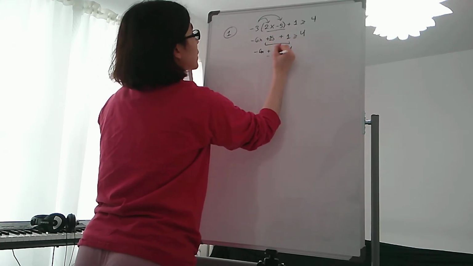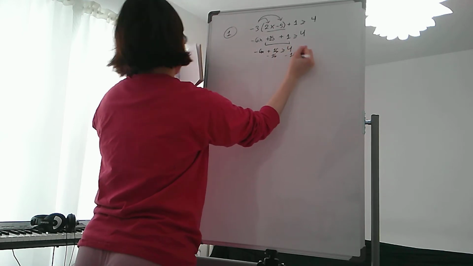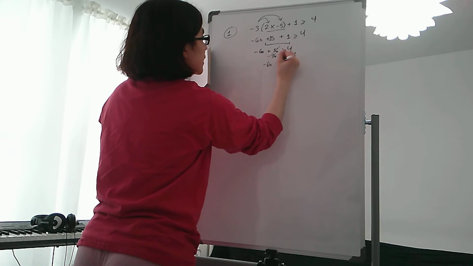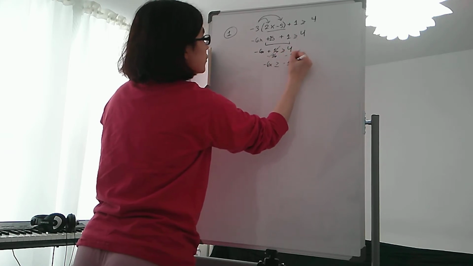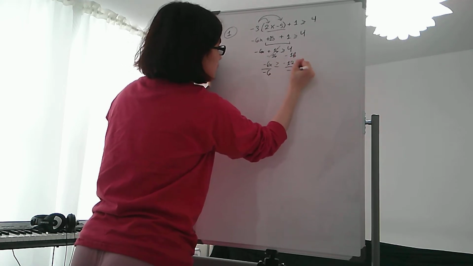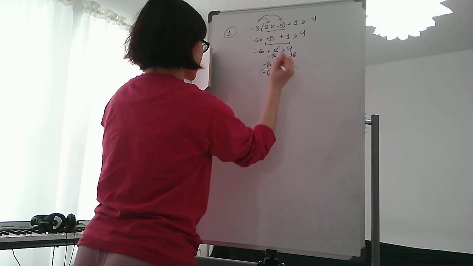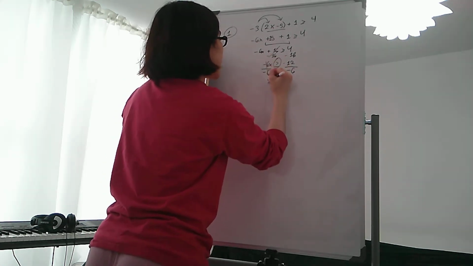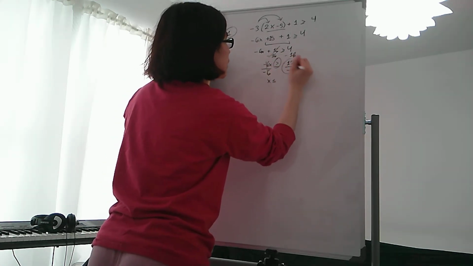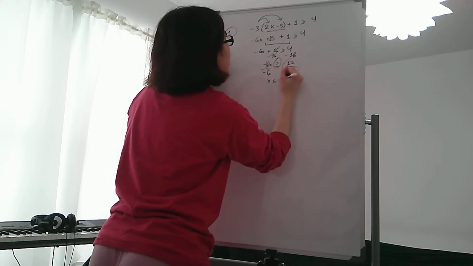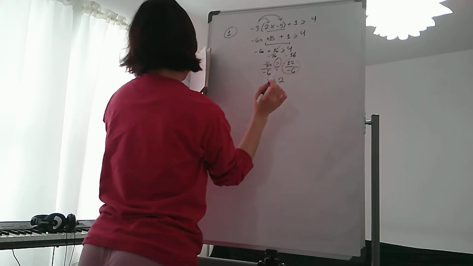Now we are going to apply the inverse operation. Subtract 16 from both sides. -6x is greater than or equal to -12. Finally, we are going to divide by -6. But that means we have to flip this sign, since we are dividing by a negative number. So x is less than or equal to, negative divided by a negative is a positive, so x is less than or equal to positive 2.